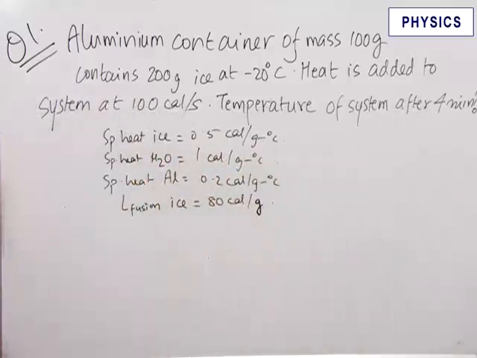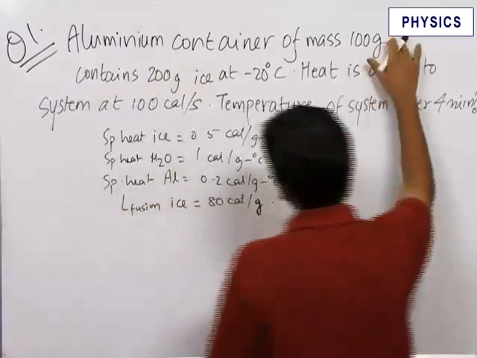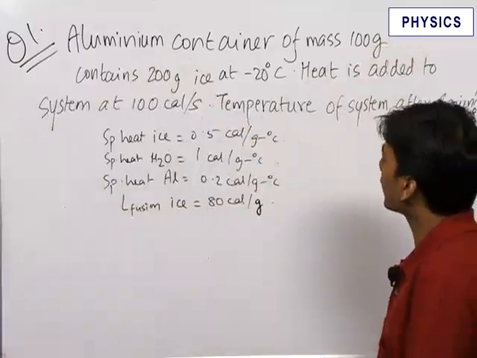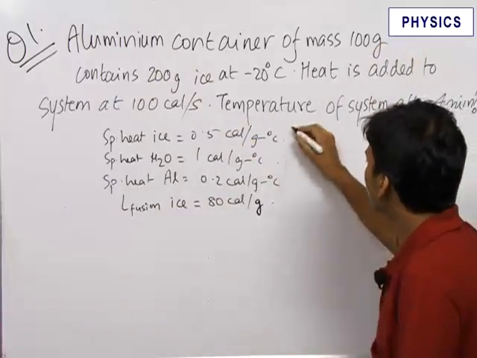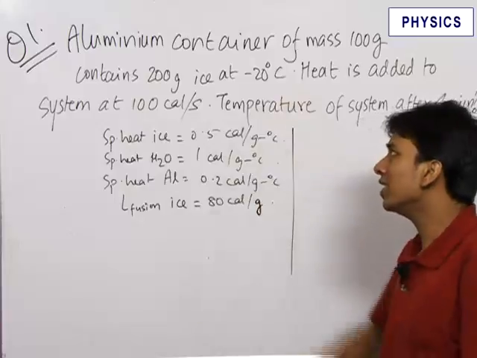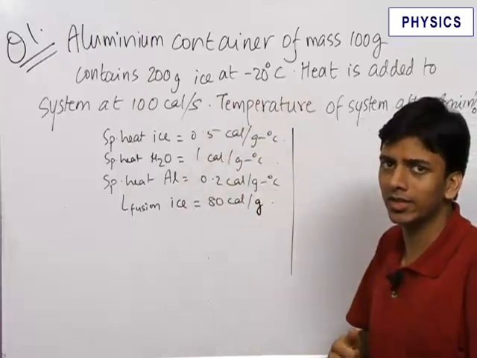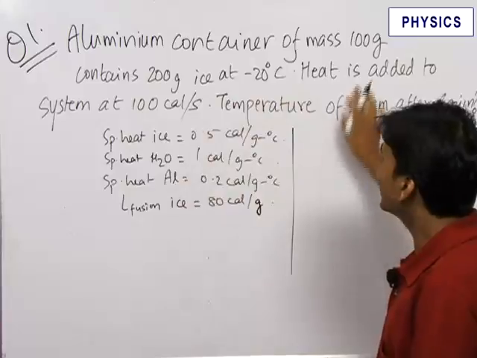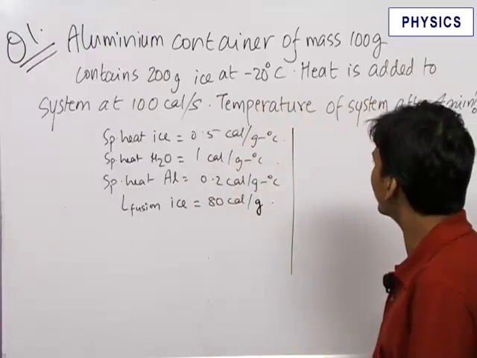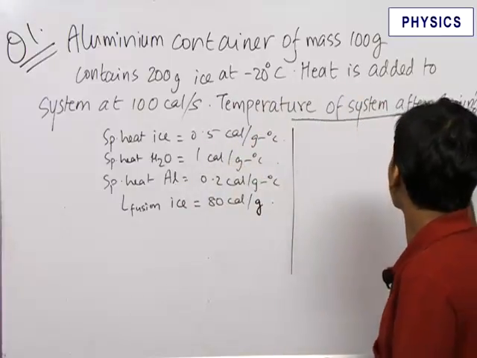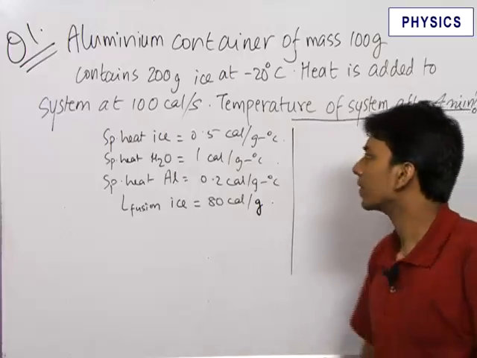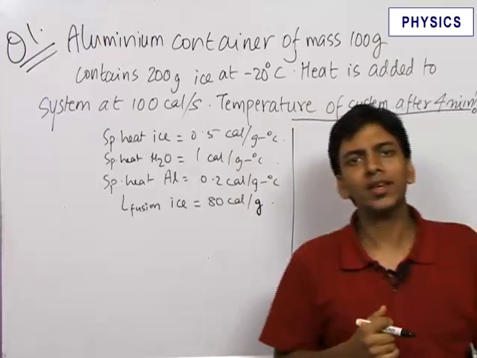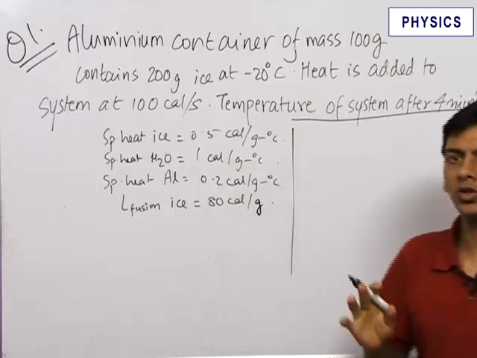So in this question that we have, there is an aluminium container of mass 100 grams and it contains 200 grams of ice at minus 20 degrees Celsius. The system is at thermal equilibrium, that means the aluminium container is also at minus 20 degrees Celsius. Now heat is added to the system at 100 calories per second. We need to find out the temperature of the system after 4 minutes. You should know first one thing, that at thermal equilibrium the temperature of the whole system is same.